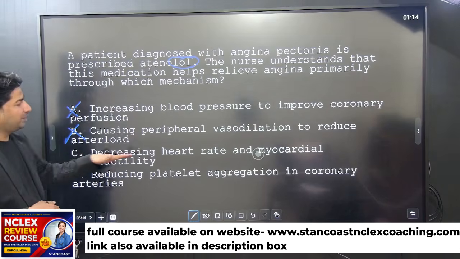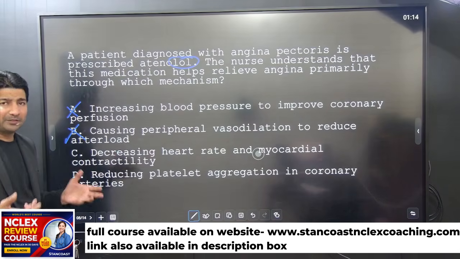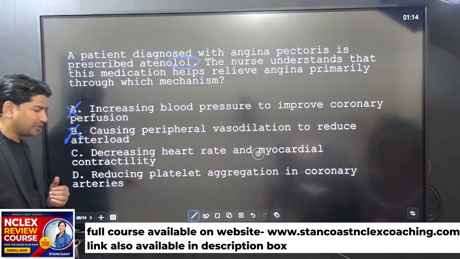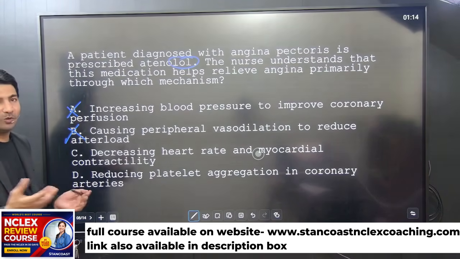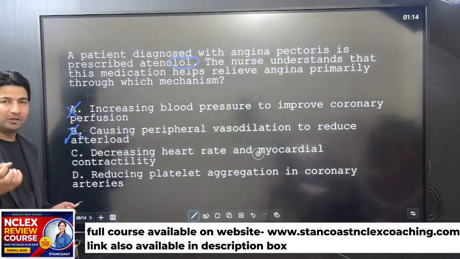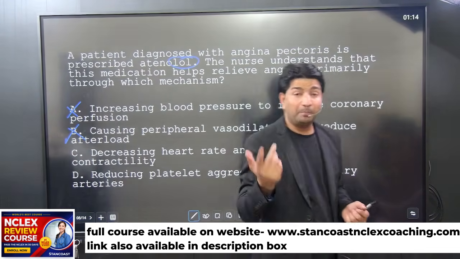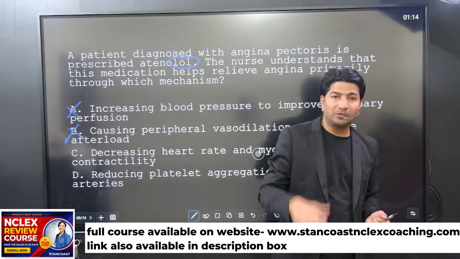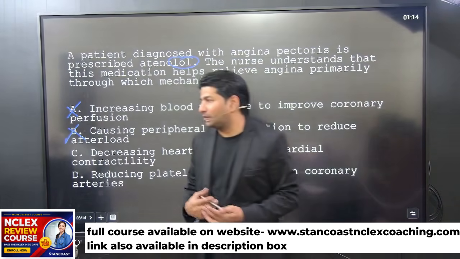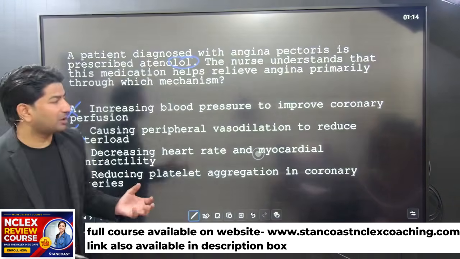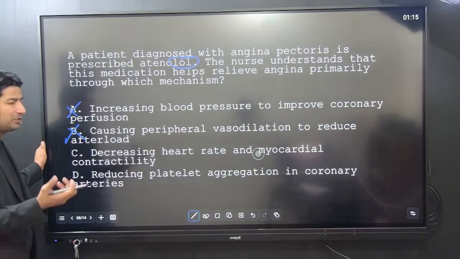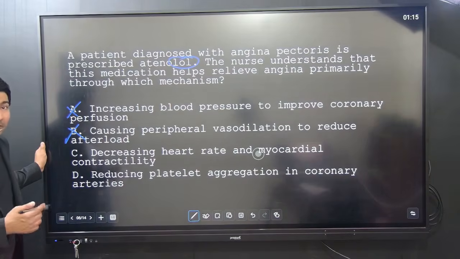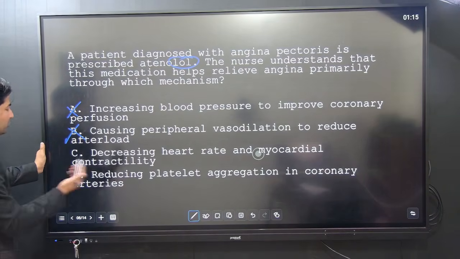Decreasing the heart rate and myocardial contractility. Yes, it does this. Because it will decrease the heart rate, as it will block the beta receptors that are on our SA node. It will block them. This means the heart rate will decrease. And on the AV node, the beta receptors, it suppresses those too. Because of that, contractility will also decrease. This means the heart will have to apply less force and the heart rate will be lower, so it will have to do less work. This means the cardiac workload has decreased, which is what we want.